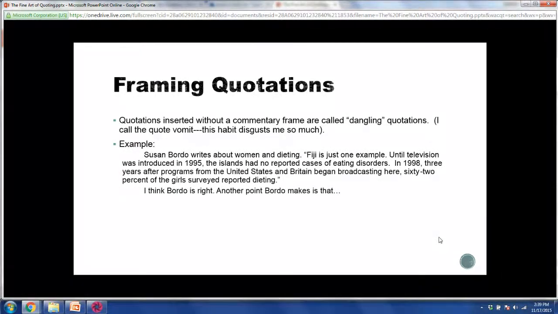Okay. You haven't really introduced that quote, so it's not framed properly. And these are the kinds of mistakes that drive me insane.